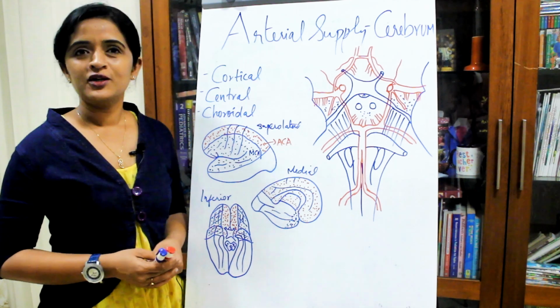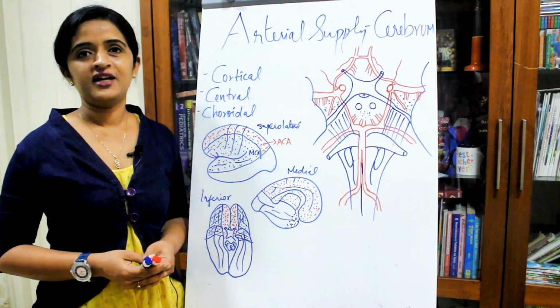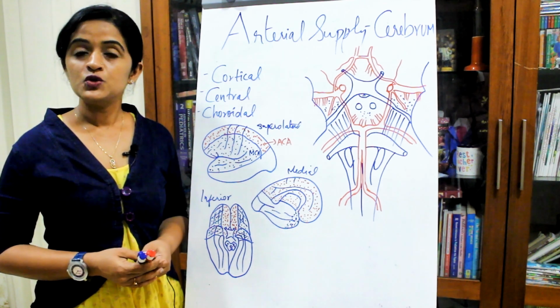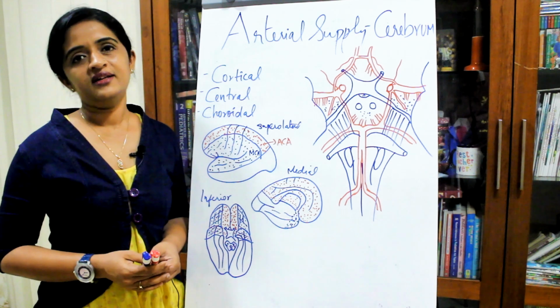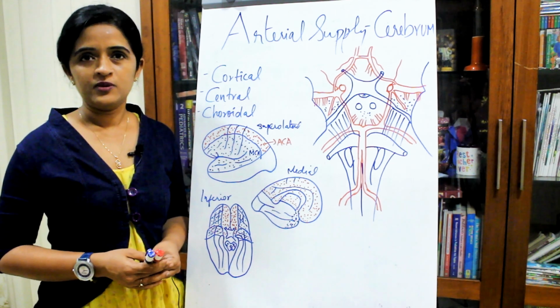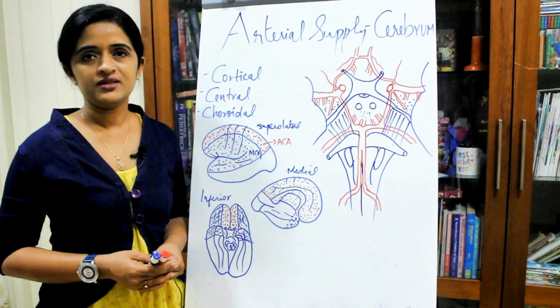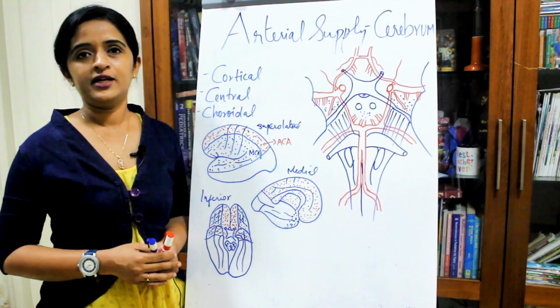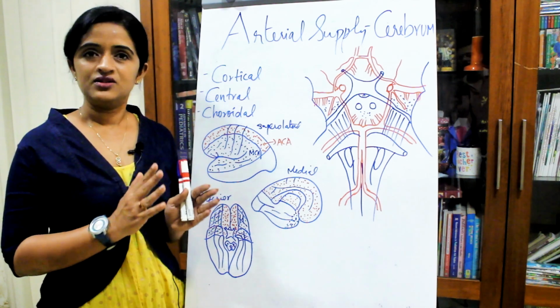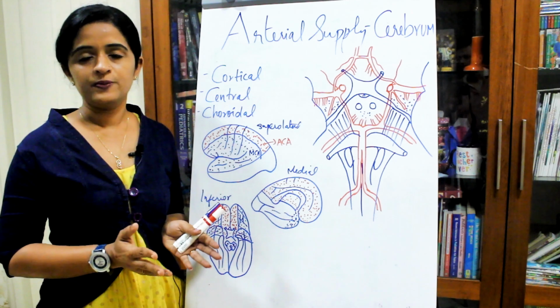In this session, I would like to talk about the arterial supply of the cerebrum. We know that there are mainly two systems of vessels supplying the cerebrum. One is the basilar system, which is formed by the union of two vertebral arteries, and the other one is the internal carotid system. So these are the two major vessels supplying the cerebrum as a whole.